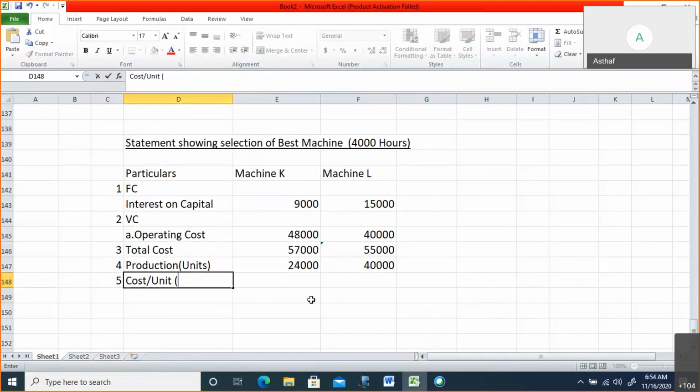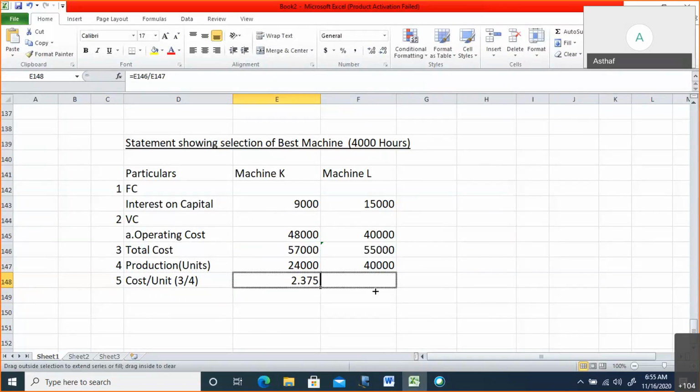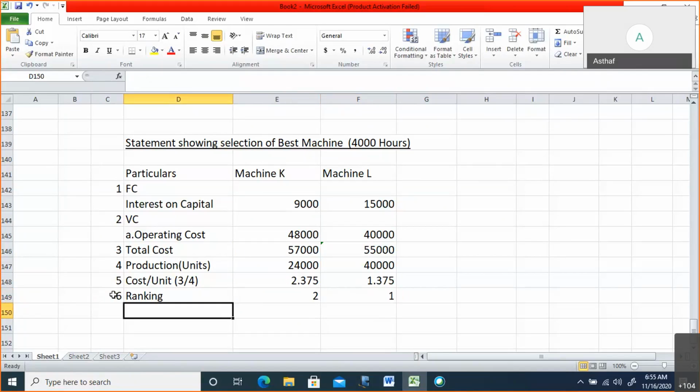What is meant by cost per unit? Point number 3 divided by 4. Very good, Samvit, very good. So 57 by 24, 2.375. If it is 4,000 hours, then which one will be the best? Machine L is the best.